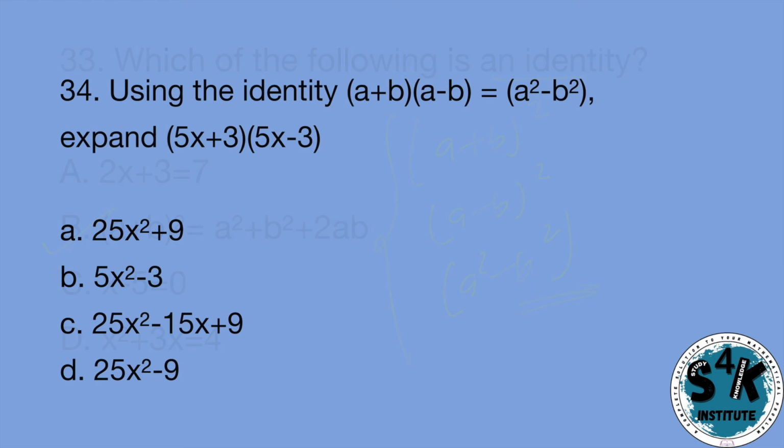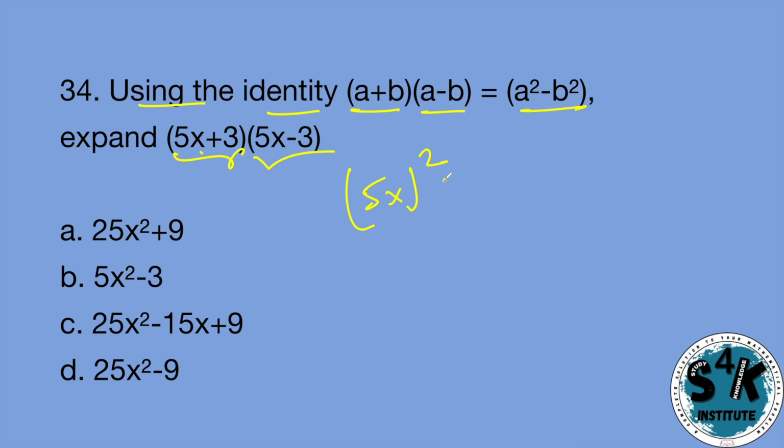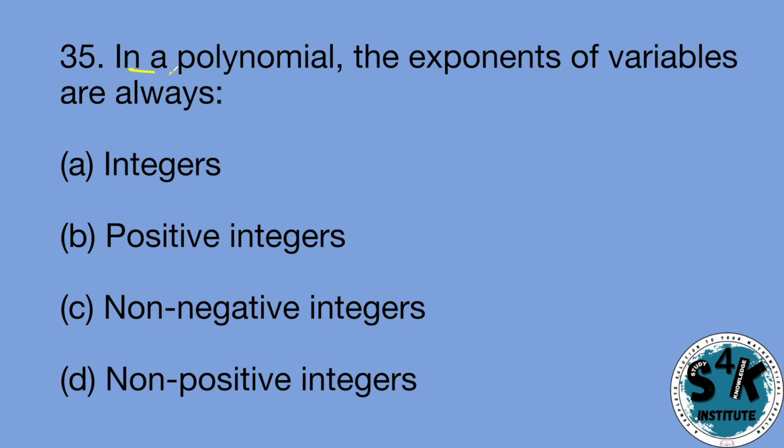Now using the identity a plus b and a minus b, what will this be? a plus b, a minus b, so that will be a square minus b square. So you will get 25x square minus 9, which is the option. I think answer D fits the best. Let's do the next question. In a polynomial, the exponents of a variable are always... if you write a polynomial function, x square plus x plus 1, something like this.